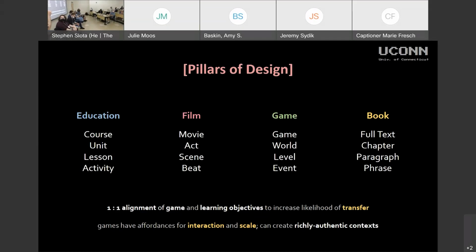And one of the other reasons that we talk about this one-to-one alignment of game and learning objectives is because not only do we want people to transfer these ideas out of the game, but also give them accurate representations of long-term consequence for the decisions they make. So it's not as simple as I chose the right answer in a multiple choice test.